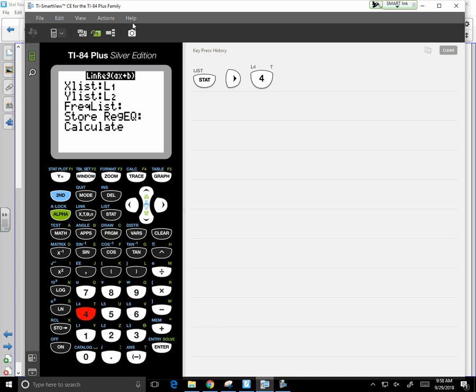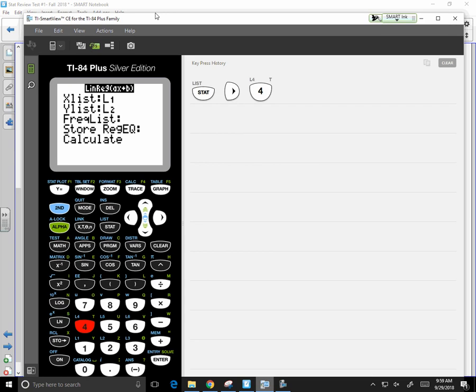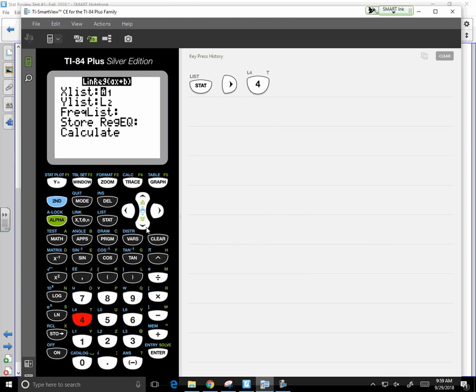Frequency list, you leave blank. Store regression equation we usually put in, even if we don't need it. All right. In this case, we're going to need it because it says estimate the duration of a total eclipse in the year 2017. So I want to have my store reg EQ in there. So right on down to that. Alpha, trace, option 1. And let me snip this in.